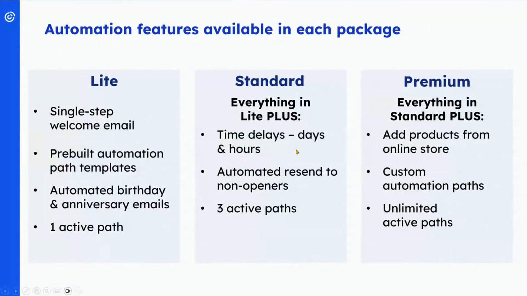So here's how automations break up by plan available in Constant Contact. There's Light, Standard, and Premium. If you are in Light, welcome email. Again, same thing we recommended before. Then pre-built templates, anniversary emails, birthdays, and one active path. Then Standard: everything that is included in Light, plus time delays, automated resends, and you can have three. Premium, you can start including e-commerce blocks. You can start building those custom paths, and you can have an unlimited number of active paths.